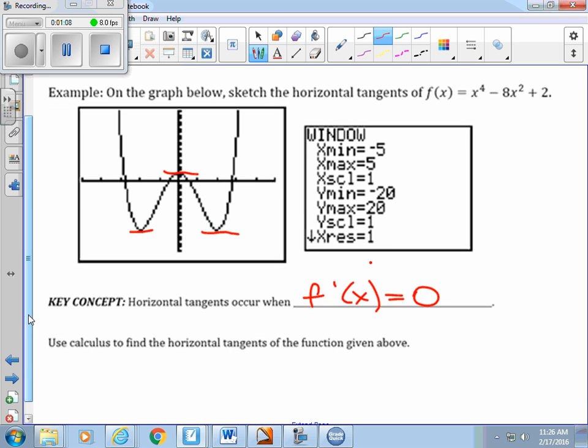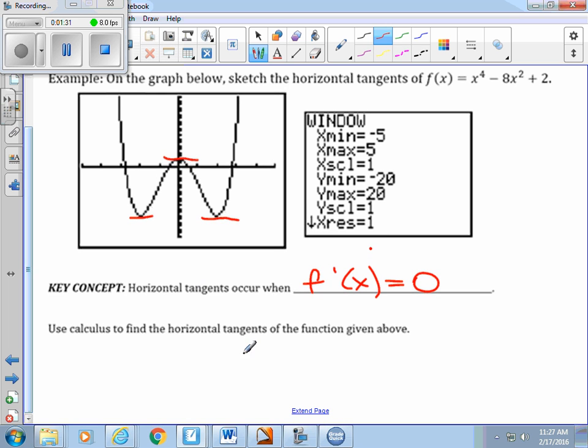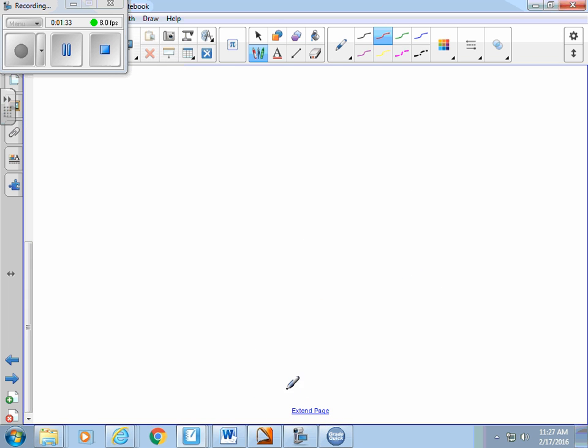So I can estimate where these fall. It definitely looks like one's at 0. That one looks to me like it's at 1 point something. Does everyone agree with that? And negative 1 point something? Maybe negative 2. I don't know. We'll find out. We're going to find out exactly where they are by using calculus.